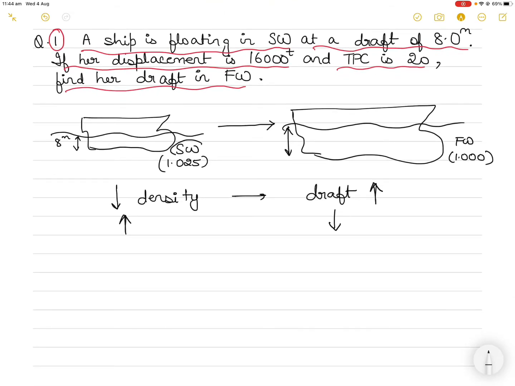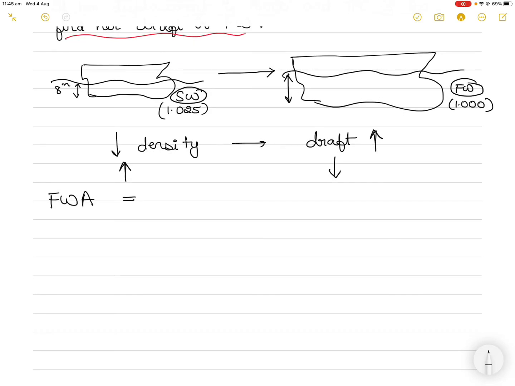Now the relationship between seawater to freshwater and how much the vessel rises or sinks is known as freshwater allowance. Freshwater allowance determines by how much amount the vessel will either rise or sink if we are only studying seawater to freshwater. If we are not studying dock water, that is dock water allowance. This is freshwater allowance. Now the formula for freshwater allowance is freshwater allowance equals displacement of the vessel, that is the weight of the vessel, divided by 40 times TPC.